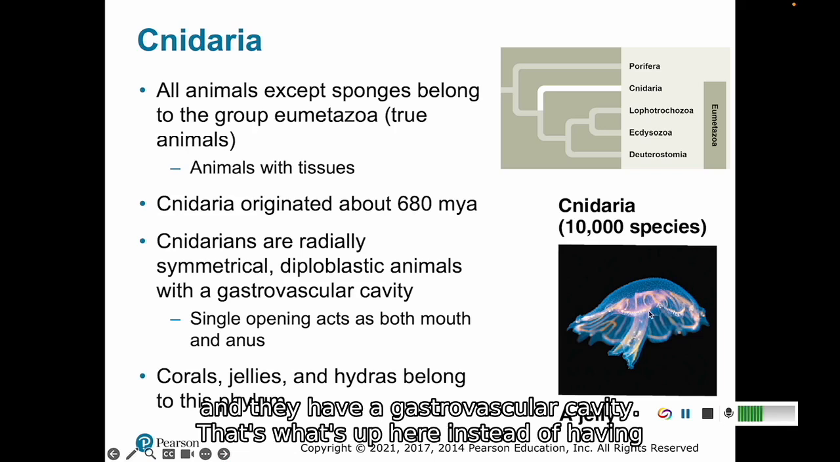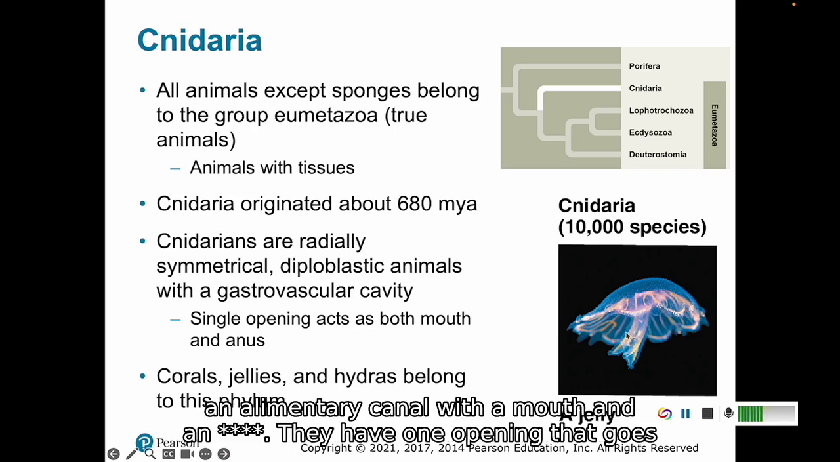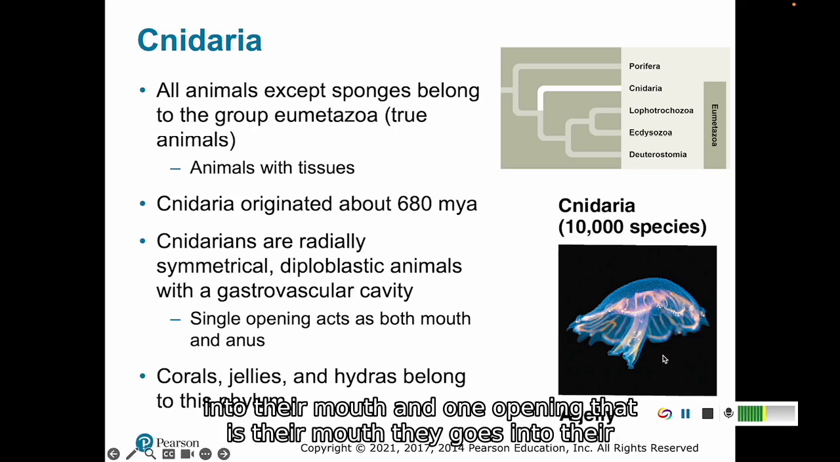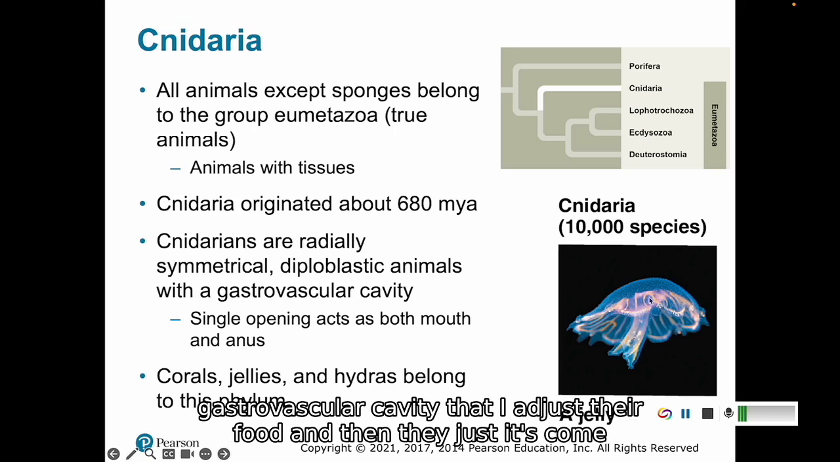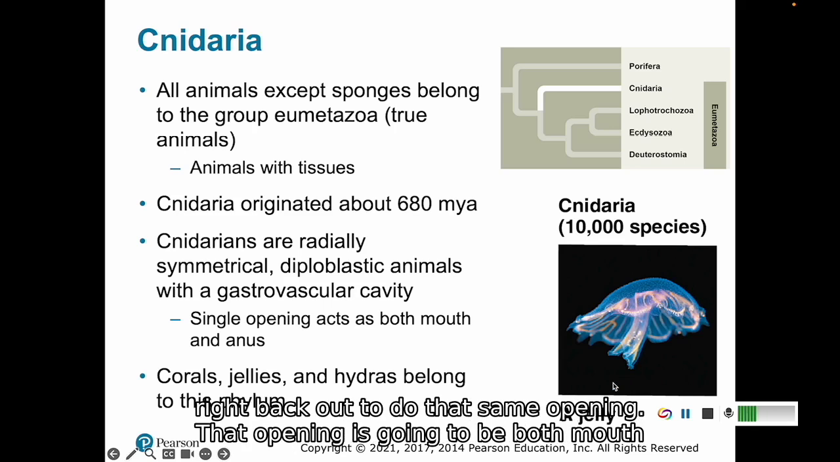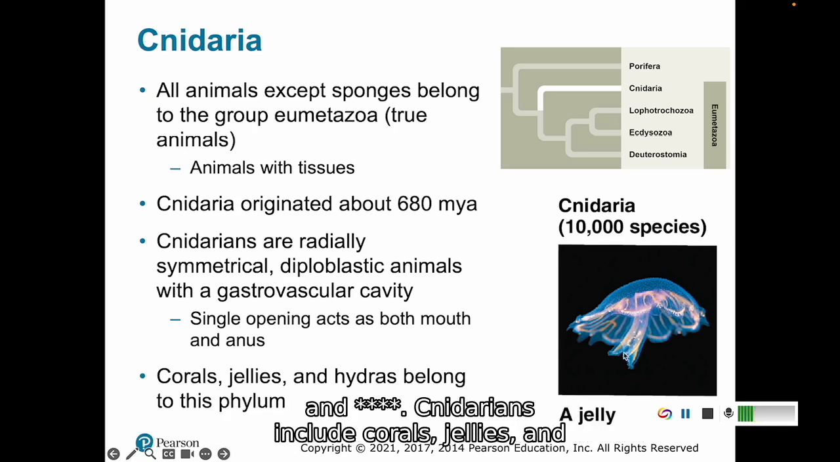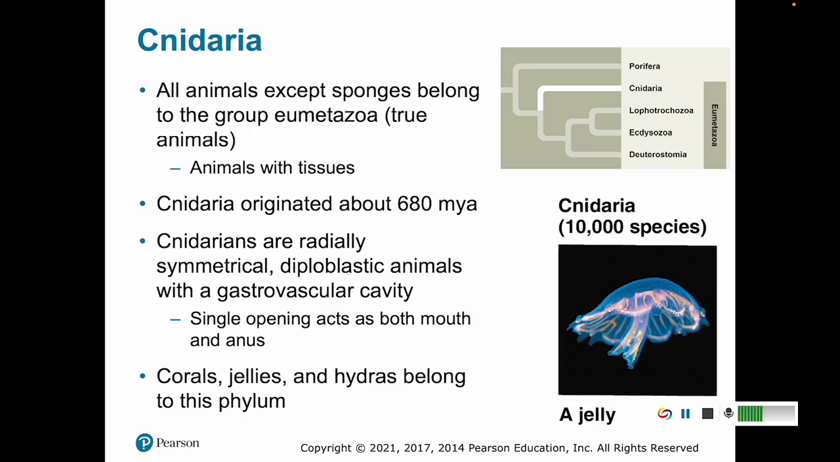That's what's up here. Instead of having an alimentary canal with a mouth and an anus, they have one opening that is their mouth. It goes into their gastrovascular cavity. They digest their food, and undigested bits come right back out through that same opening. That opening is going to be both mouth and anus. Cnidarians include corals, jellies, and hydras.